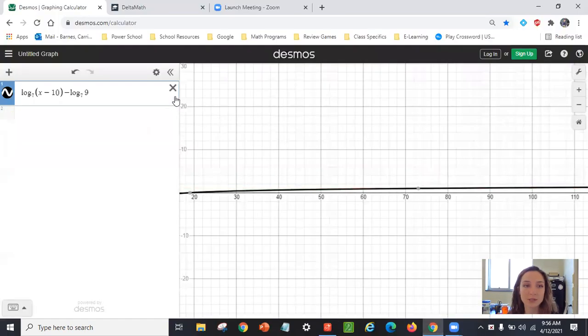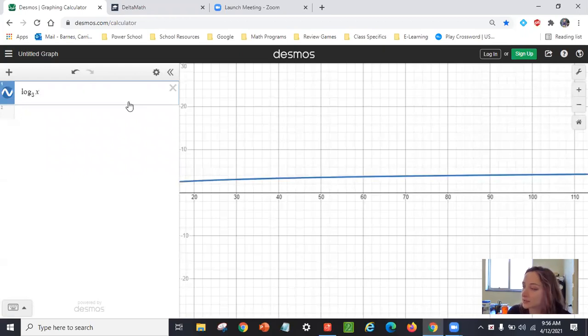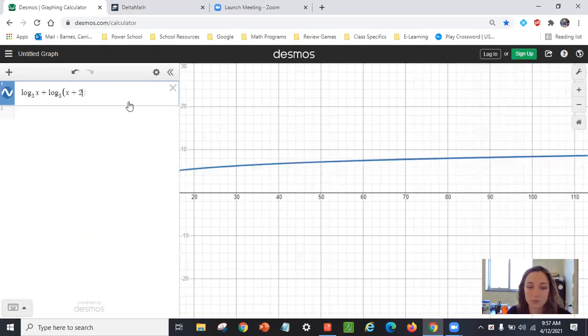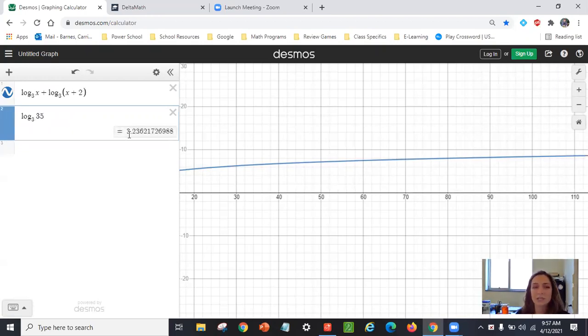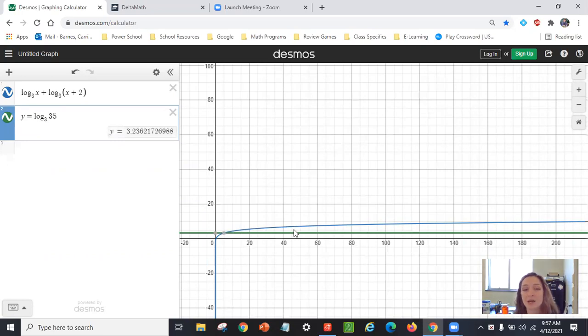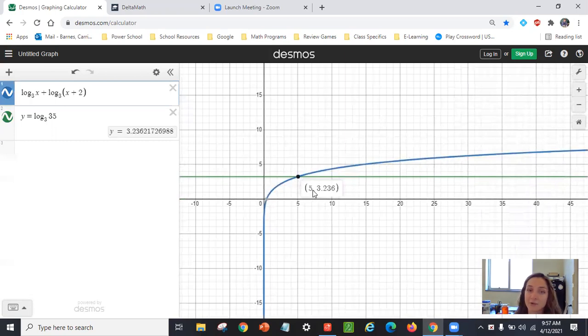So let's go in here, we're going to type in log base 3 of x plus log base 3 of x plus 2. Okay, and then we're going to do log base 3 of 35. And whenever I do this, see how it just says equals a number? It's not actually graphing anything. That's because we need to do y equals and make this become an actual line. Now I can see that these two things are intersecting right here, and this is the x value of 5.